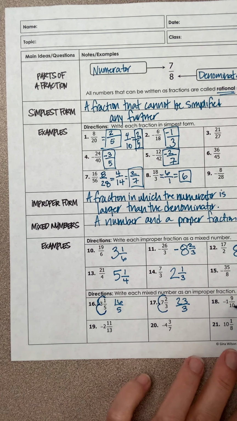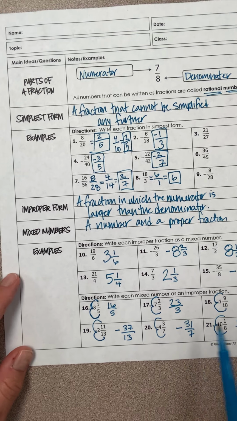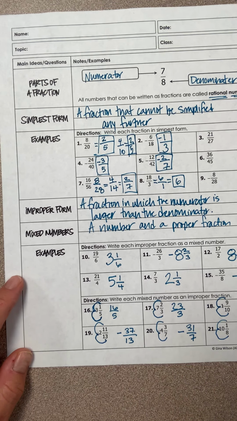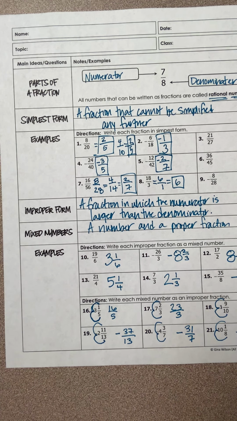4 times 7 is 28, plus 3 is 31 over 7. 8 times 10 is 80, plus 1 is 81 over 8. My denominator doesn't change. So here you can see all my popcorn kernels. So that's just a quick refresher in fractions.